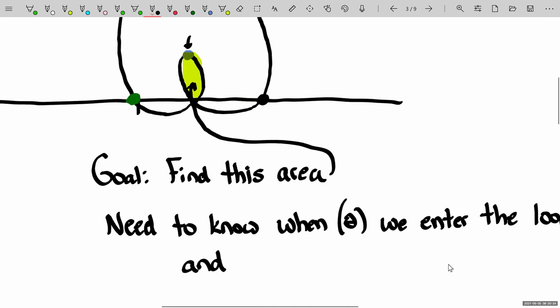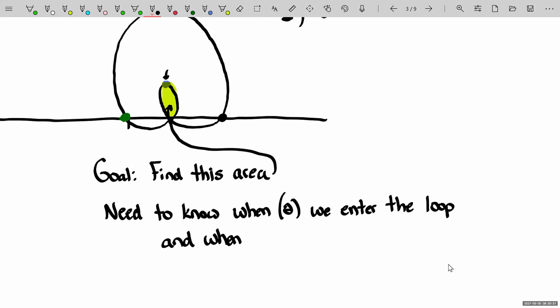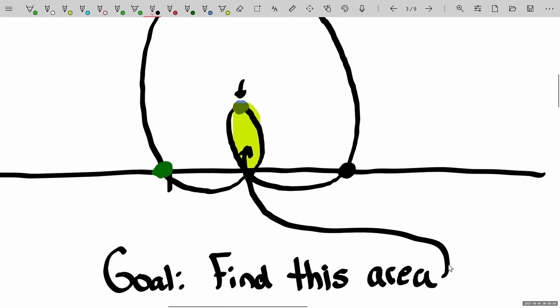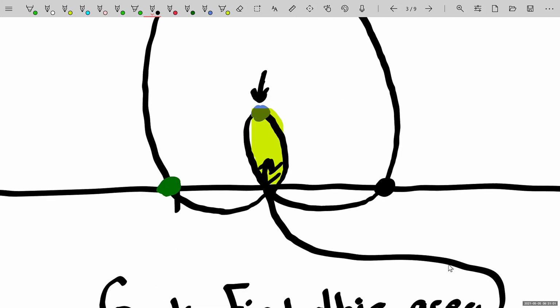So, when we either leave the loop or get halfway through. If you compute the area only to getting halfway through, that is, you will have found this area right here, you're going to double it up. That's the area of the full loop. If you just find out when you enter and leave, then integrate that, you've found the area of the full loop.